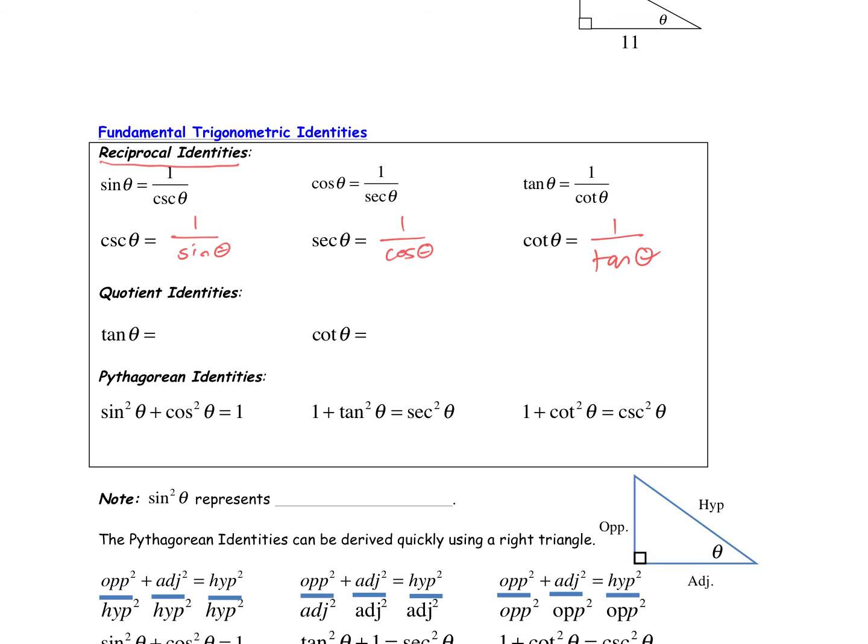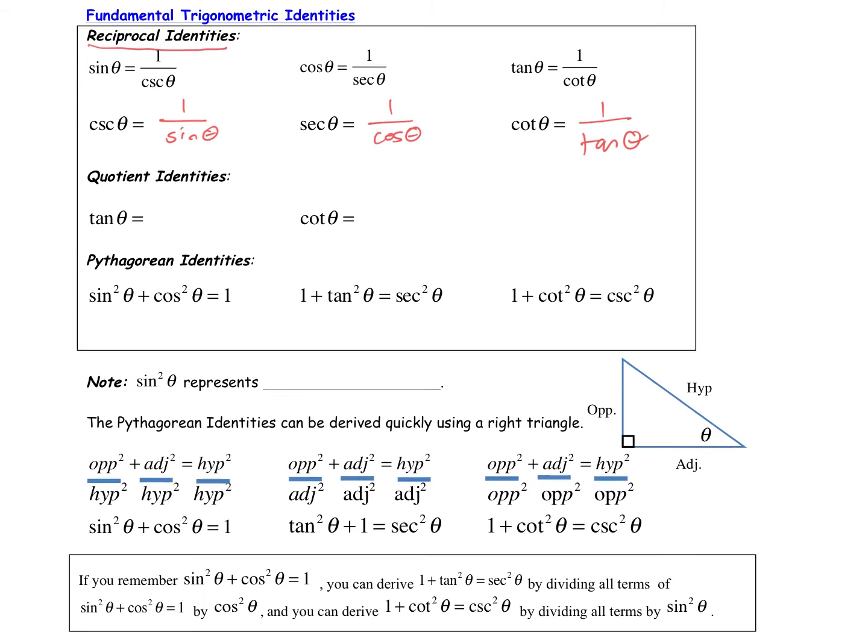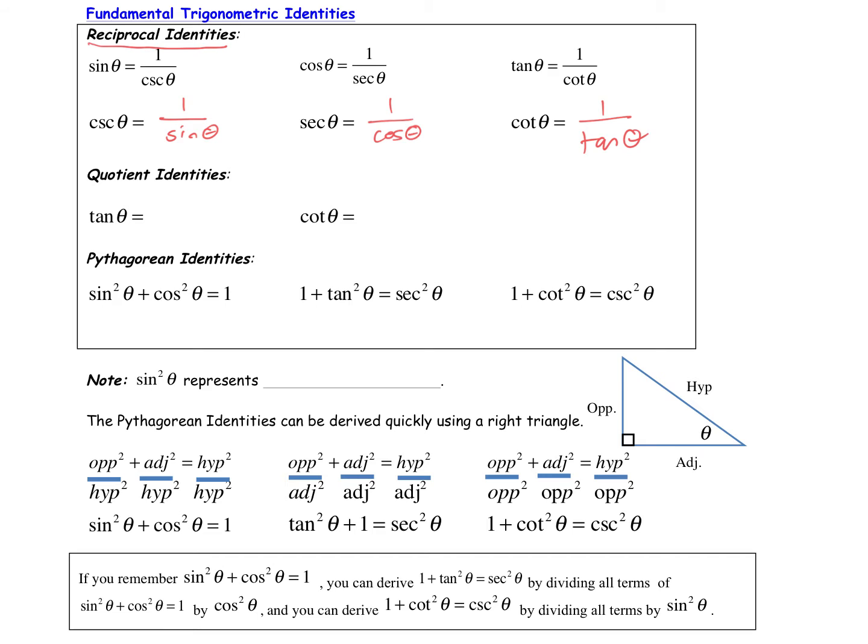The next identities that we're going to look at are quotient identities. They're called quotient identities because one function is being divided by another function. So tangent theta can be thought of as sine theta divided by cosine theta. And then cotangent theta is the reciprocal of tangent theta. So that means that cotangent theta is going to be the reciprocal of this ratio that we just wrote, sine theta over cosine theta. So cotangent theta is going to be cosine theta over sine theta.